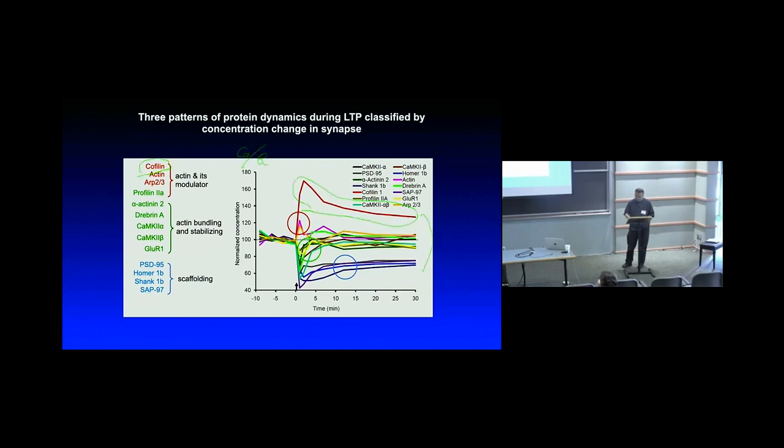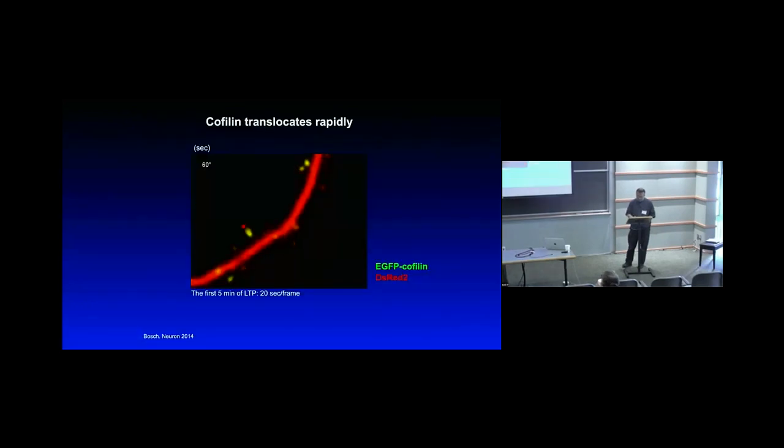So let me show the movie. We are imaging this spine. When you induce LTP in this spine by photo-uncaging glutamate, you can see Kavli is quickly translocated. And this Kavli seems to be accumulated at some funny location. If this is the spine, it's accumulated around here, at the bottom of the spine head, and it's enriched for a long term.